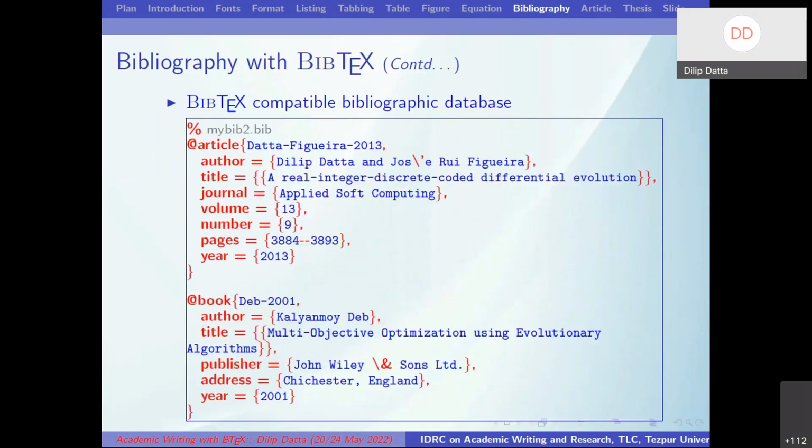So how we need to do? For this, we need to prepare a separate file that we can say bibliography file with .bib extension. LaTeX file we generate using .tex extension, but bibliography file we generate with .bib extension. Then how we can write this?